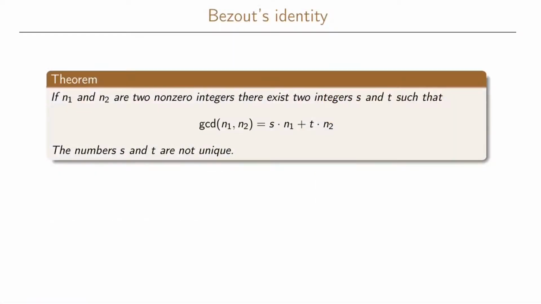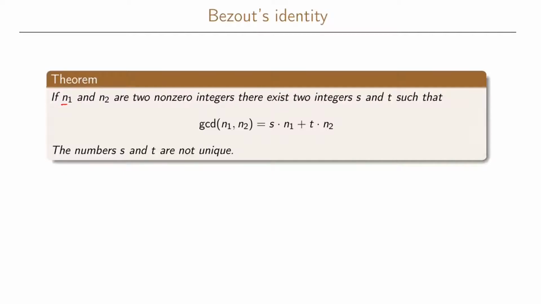Bezout's identity can be used for different purposes. In our case, it is most relevant when we want to find the inverse of an element in one of our algebraic structures that we will define later. The theorem for Bezout's identity is as follows.